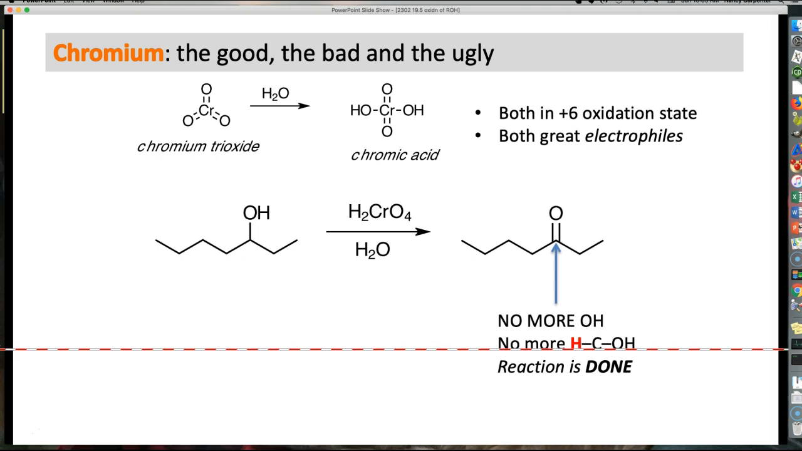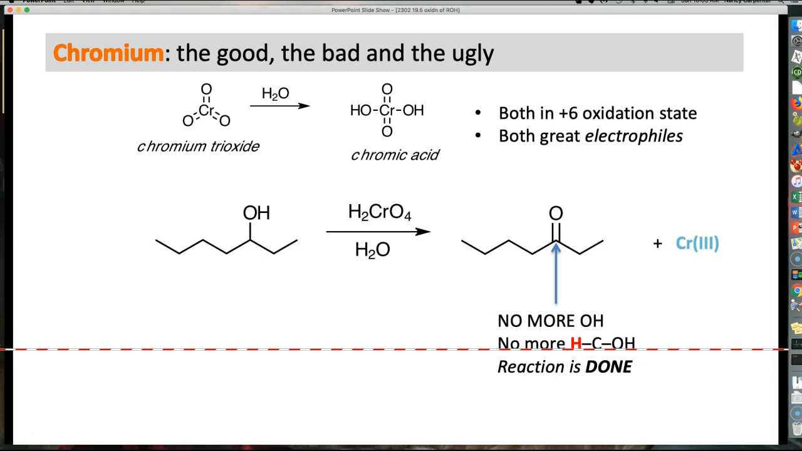Here is an important thing to recognize in all of this chemistry. I have essentially done the deed of removing that hydrogen, making the ketone, and now there is no more hydrogen on the carbon bearing the oxygen. Without that hydrogen, no more oxidation can take place. The reaction is over. It doesn't matter if I have tons and tons of chromic acid in there, no further oxidation can take place.